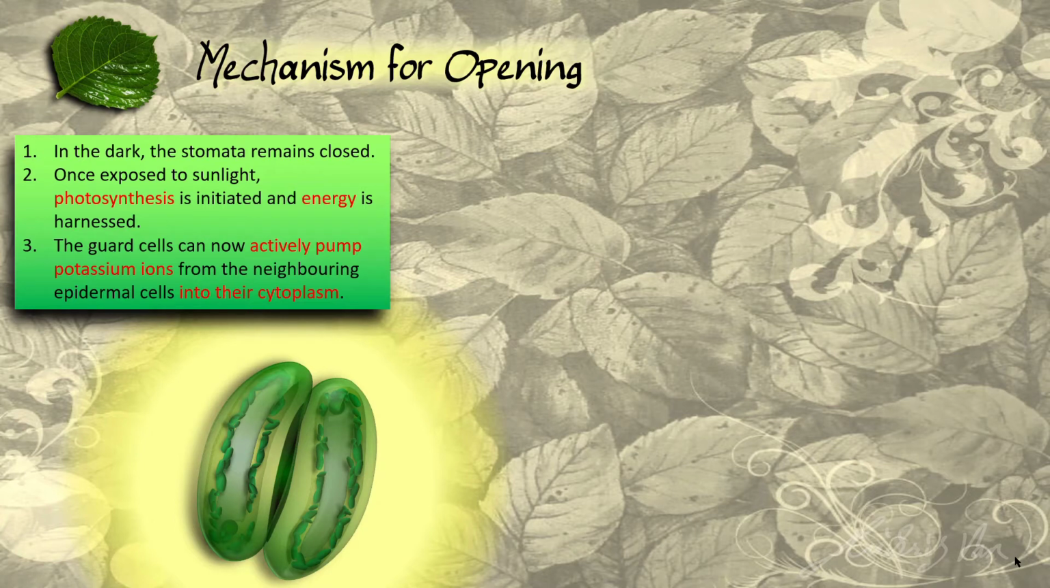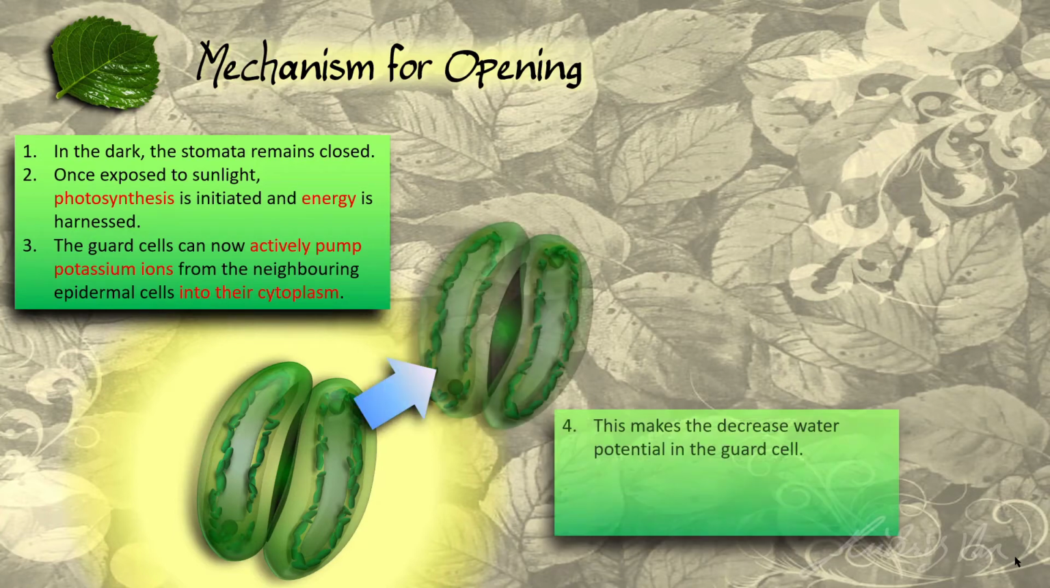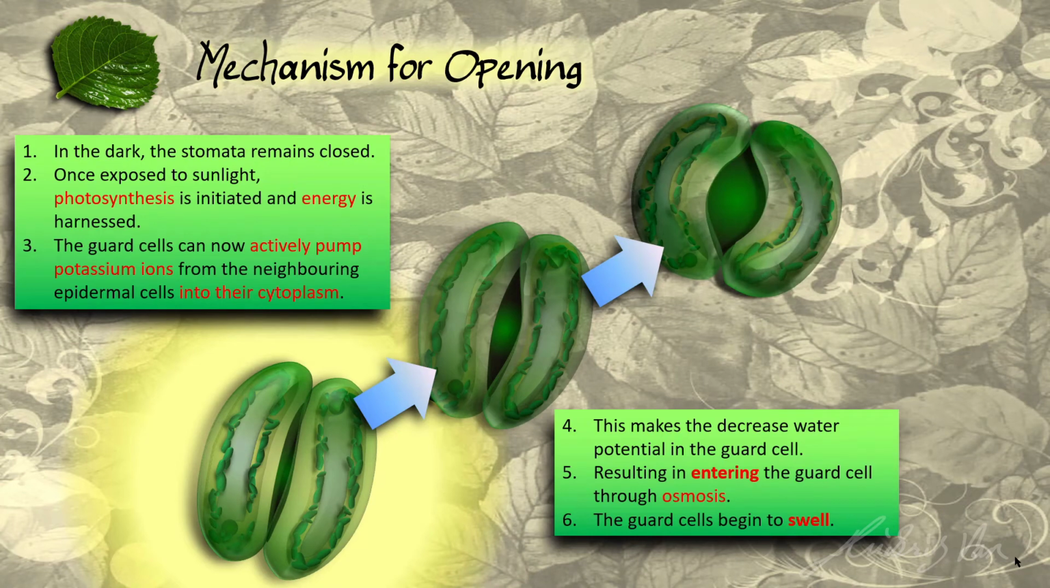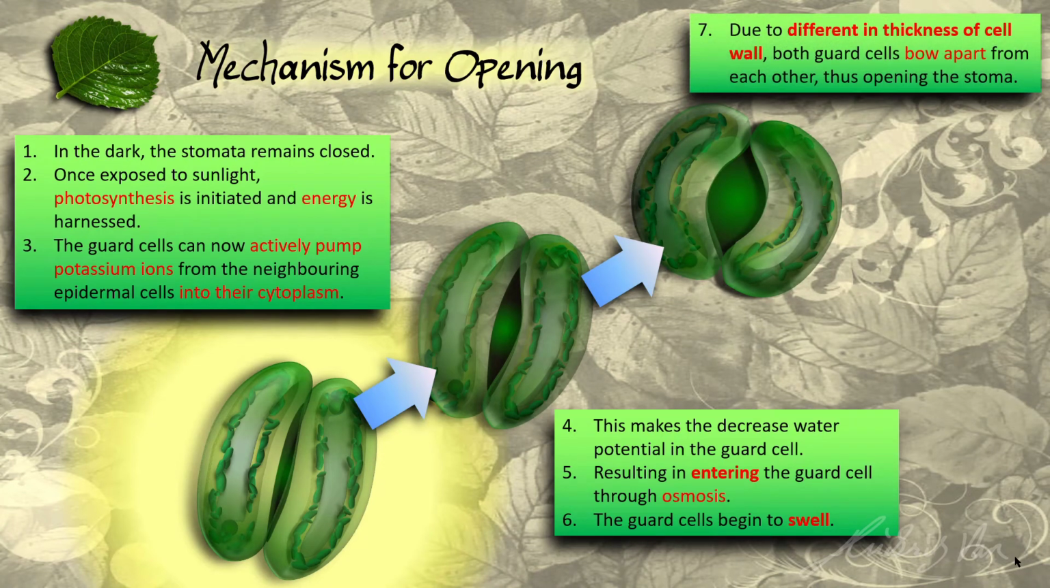So when ions enter the cytoplasm, what do you think will happen to the water potential? The water potential will actually decrease and it will be lower than its surrounding cell. This will result in water entering the guard cell through osmosis, and the guard cell will swell up. Because the thickness of cellulose in the guard cell is different, this will result in the stomata opening wider so as to allow more carbon dioxide to diffuse into the leaf.